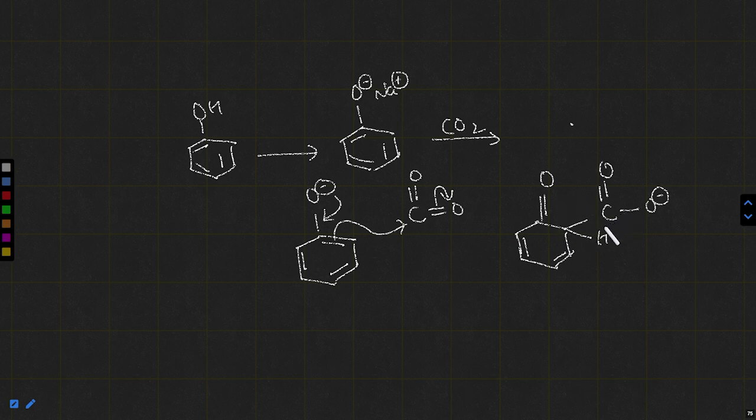Now next what will happen? We'll just protonate this. So this will go up and result in this kind of species. First this will be protonated and then this will be protonated. So that would result in OH and COOH here.